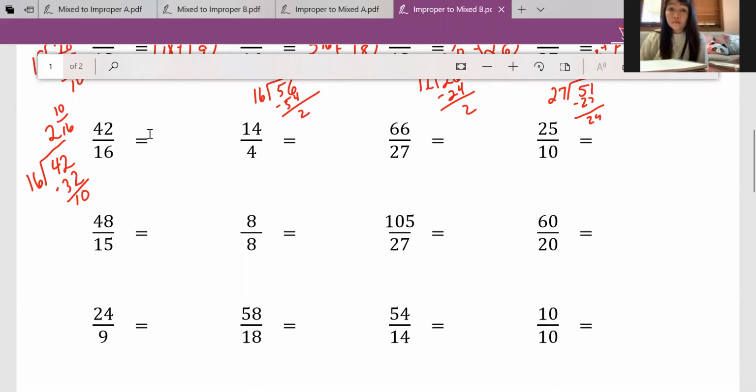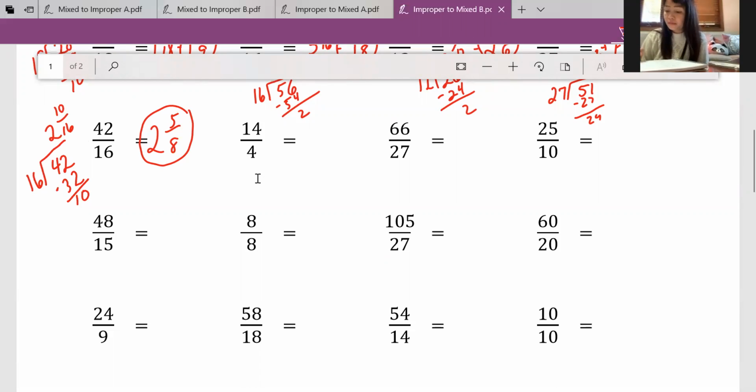But I think I can reduce 10 over 16 by the common factor of 2. So if I have 10 divided by 2, I would get 5. 16 divided by 2 would be 8. And since 5 is prime and it's not a factor of 8, I know it's in lowest terms.